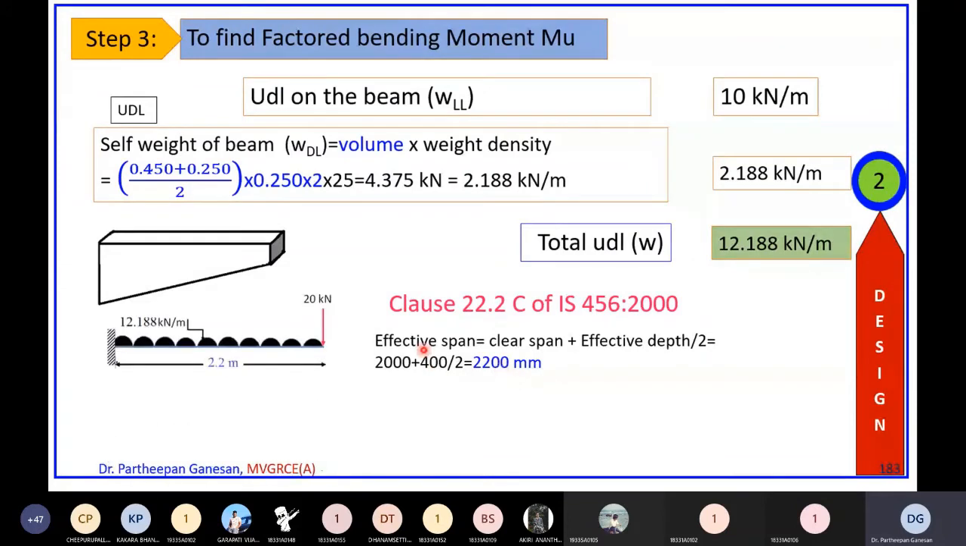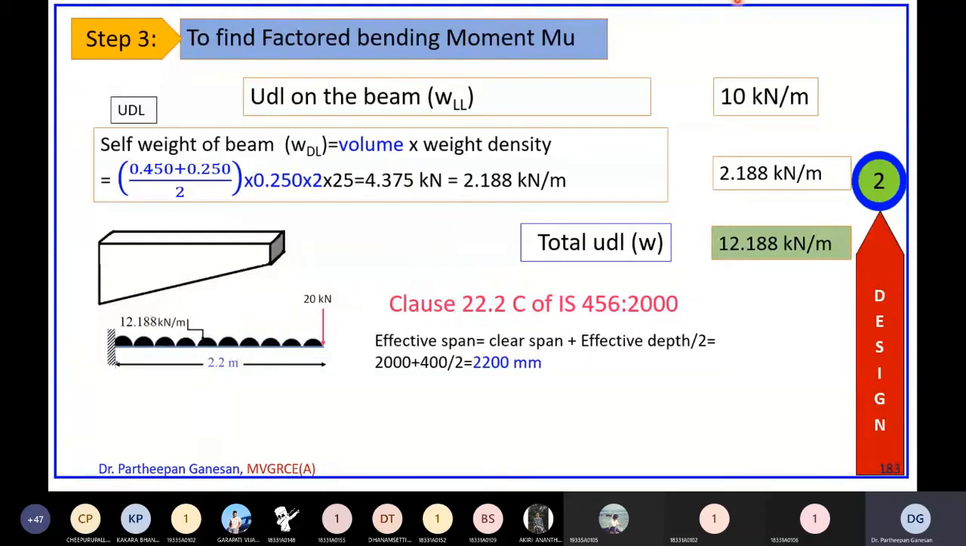So now I have this beam. This is my final beam where, including self weight, my UDL is 12.188 kilonewton per meter, and the point load is given as 20 kilonewton. And my effective span is 2.2 meter.